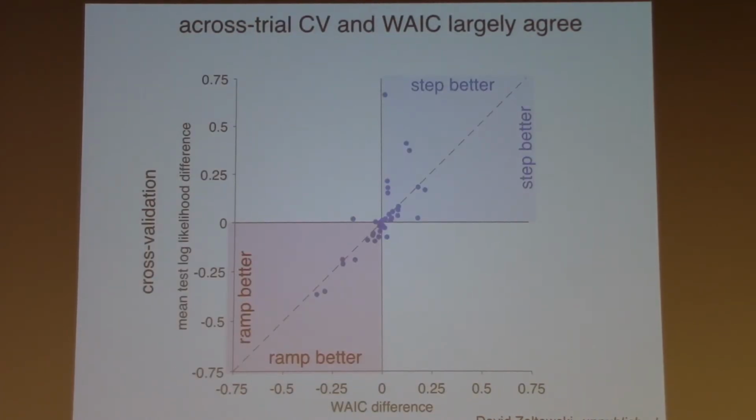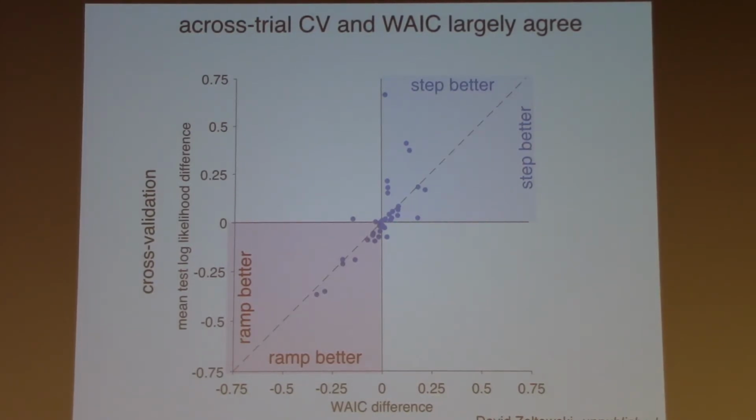And I should say this also, and I agree completely with Conrad and Weiji's statement that we should use multiple models and comparison metrics. Here's a comparison of WAIC, this new information criterion, and cross-validation. Each point here is a single cell in the data set. In this quadrant, we have cells that both procedures identified as coming from the DDM. This corner is all cells that both procedures identified as better explained by the stepping model. And these points that are in these other quadrants are cases where the two procedures disagree. So they largely agree, and the cases where they disagree, they're fairly close to the boundary.